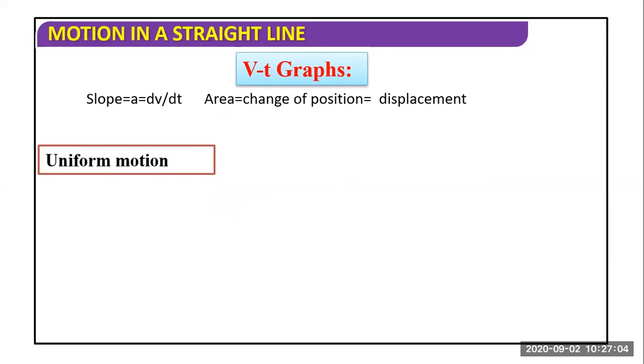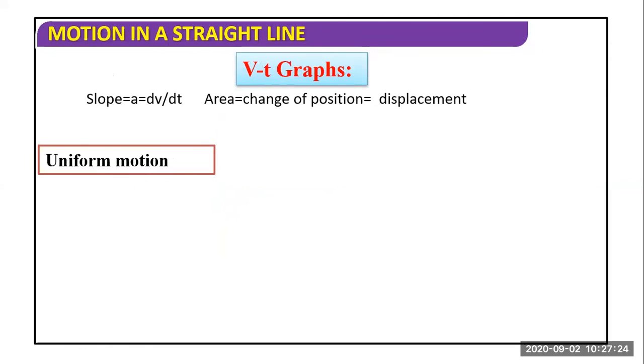Velocity time graph. So velocity time graph, first we see what does its slope say. What is the meaning of slope for velocity graph? So slope of velocity graph will be what? dv by dt. And dv by dt is what? Acceleration. So slope of velocity time graph gives acceleration.